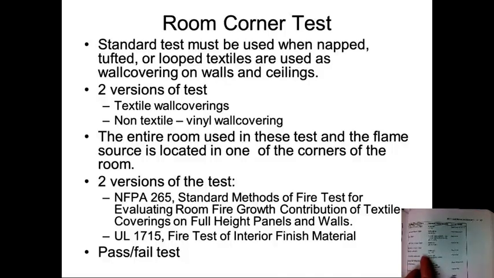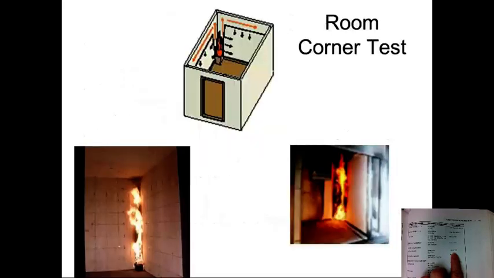So in through here, you have the NFPA 265, standard method of fire test for evaluating room fire growth contribution of textile coverings on full height panels and walls. And then you have the UL 1750, which is a fire test of interior finish materials. And it is a pass-fail test. This is what a room corner test looks like. You can see the scale on the left-hand corner in the pictures there, and it's measuring how far the flame goes out at different heights.